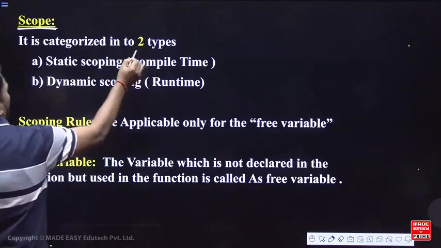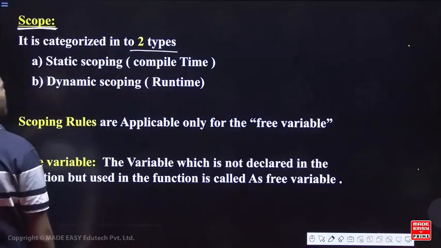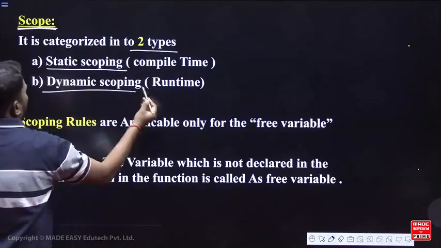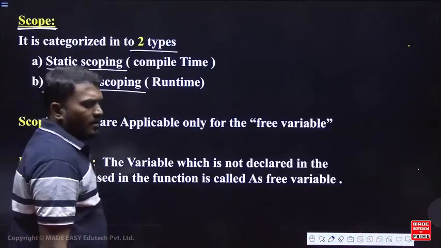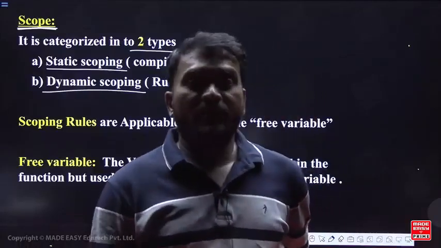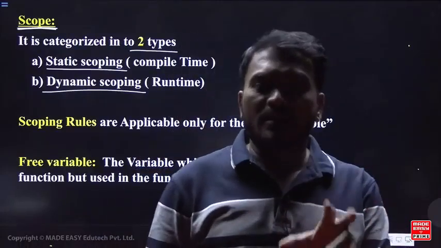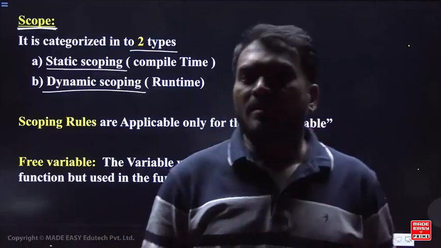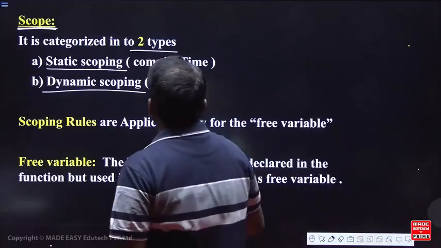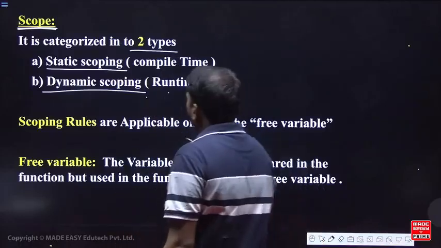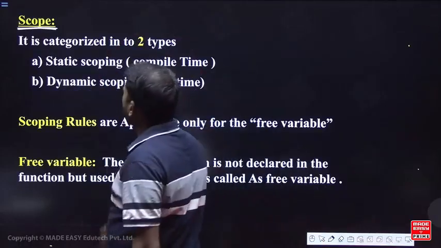Scope is categorized into two types: static scoping and dynamic scoping. Static scoping means it is resolved at compile time, and dynamic scoping means it is resolved at run time. So understand here what is the meaning of this scoping.